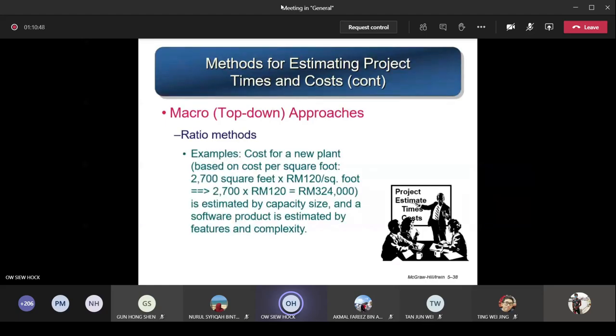Examples of this ratio method: let's say the cost for a new plant. You want to build a new factory, based on cost per square foot. This is 2,700 square feet, multiplied by, let's say, ringgit Malaysia 120 per square foot. Then 2,700 multiplied by ringgit Malaysia 120 gives you about 324,000 ringgit Malaysia. So this is an estimate: at the start, you just give a rough estimation by capacity size. Similarly, for a software product, it is estimated by features and complexity. We'll come to this shortly, which is function points. So this gives me an overall rough value first using ratio methods.